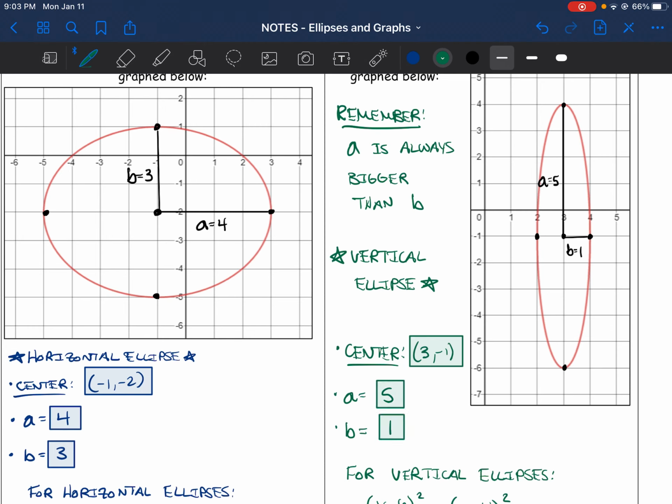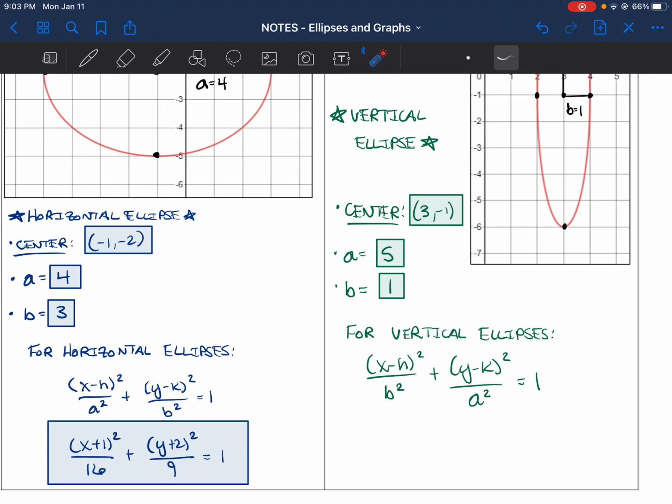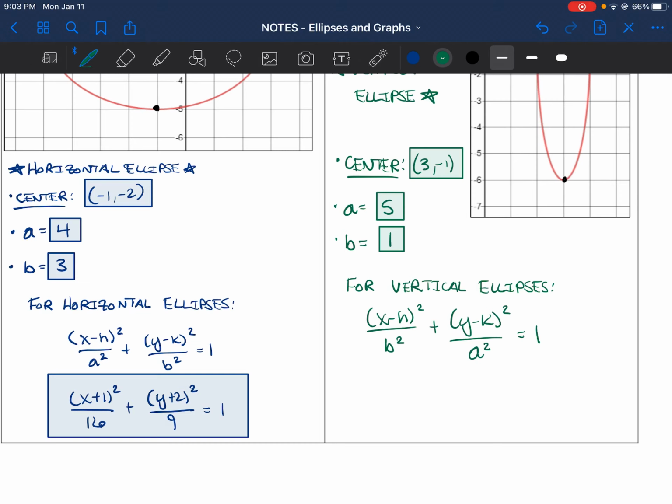So since this is a vertical ellipse, the standard equation is a little bit different. Now we have x minus h squared over b squared plus y minus k squared over a squared. Because remember, for vertical ellipses, the a term, the larger term, is underneath the y variable now. So plugging in our values, x minus h squared over b squared, that's going to be x minus 3 squared over 1 squared. Well, we know that 1 squared is just 1. Anything divided by 1 is itself, so I'm going to get rid of that.